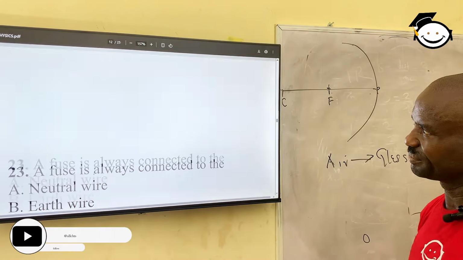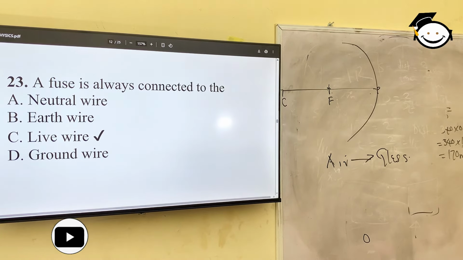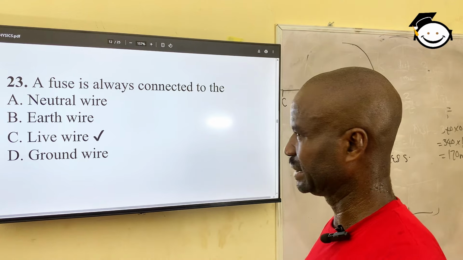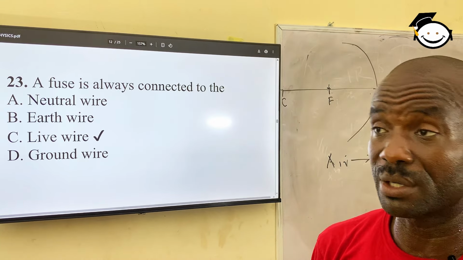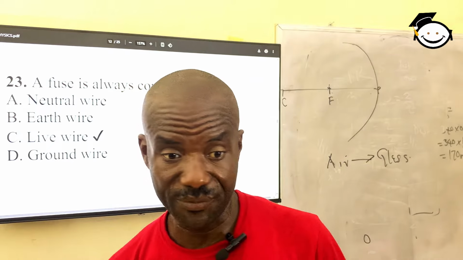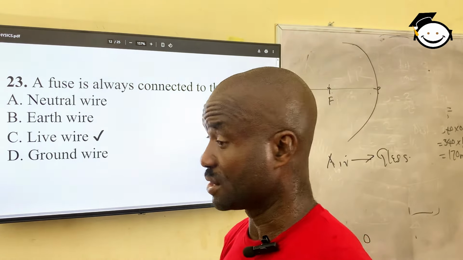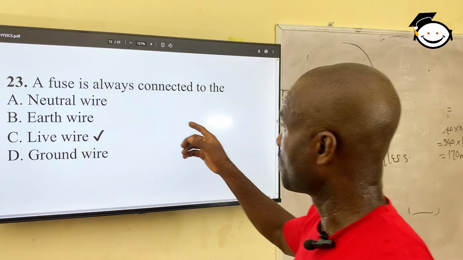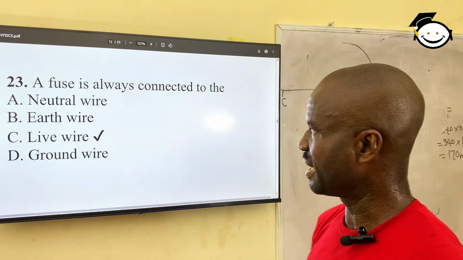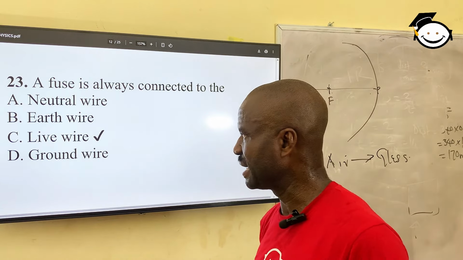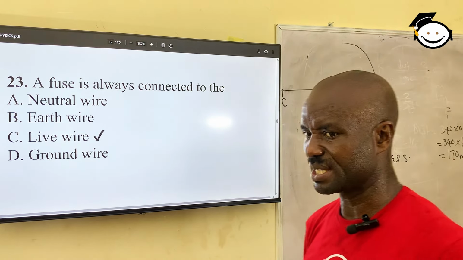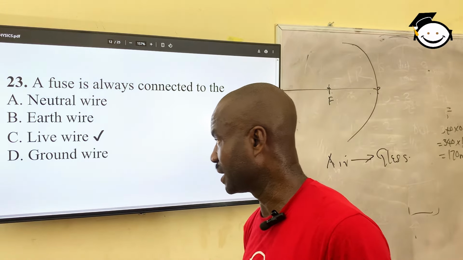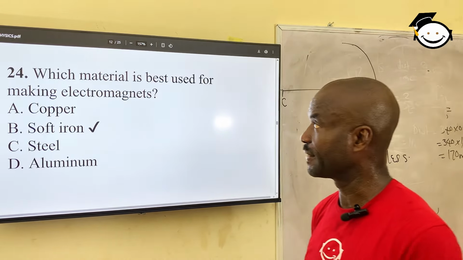Number 23. A fuse is always connected to the what? You know what a fuse is? We call it a circuit breaker. The essence of a fuse is to cut off the supply or the circuit whenever there's a surge in power. So where is a fuse connected? Neutral wire? No. Earth wire? It is the live wire, because it's the live wire that brings in the current. So live wire, not the ground wire.